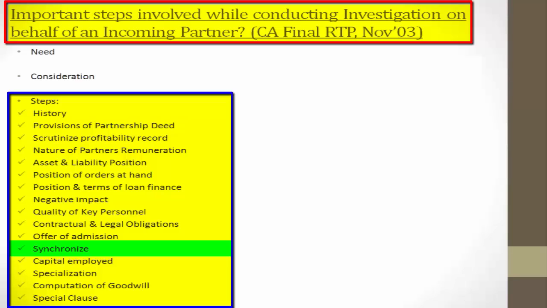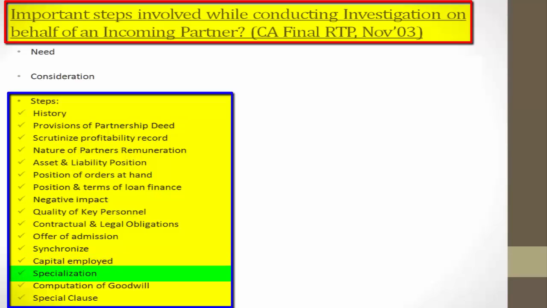Then you need to evaluate the record of capital employed and the rate of return. Compare the same with alternate business avenues of investments and evaluate the possibility of returns on a changed capital and organization structure. Moving on, you need to evaluate the specialization, if any, attained by the firm in any of these activities. And then ascertain the manner of computation of goodwill, how goodwill is being computed in this present case on admission as well as on retirement of any partner. And finally, verify whether there is some kind of special clause existing in the partnership deed to allow the admission of a new partner in future, which may be specified on concession terms as well.